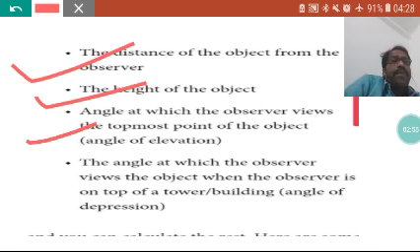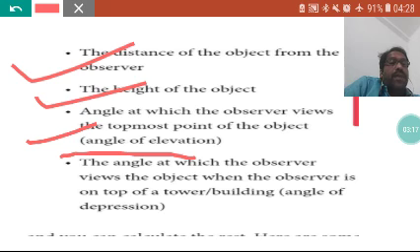They can give the angle at which the observer views the topmost point. Observer means you consider yourself there: I am the observer, I am seeing that object, that point. So if I see the topmost point, that means I am seeing the angle of elevation. When I see from the top of the building or top of the tower to a point downside, I get the angle of depression. What is that? Just see this.